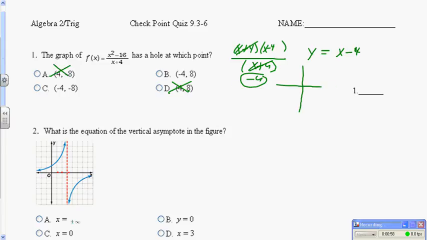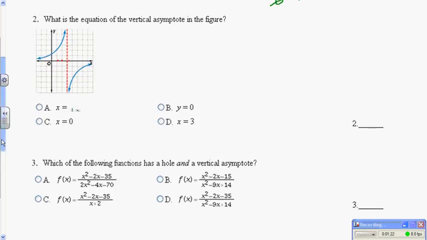Well, if you graph the line that remains, you have a y-intercept at -4, a slope of 1 over 1, and there's your line. At -4, you have a hole, so that would be about there, which makes the y value negative. So that would give you C for an answer. That's the simplest way to do it.